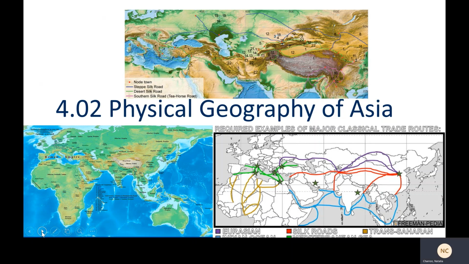Today we're going to be looking at the physical geography of Asia, specifically as relates to the classical period, and even more specifically as relates to cultural diffusion and trade in the classical period.